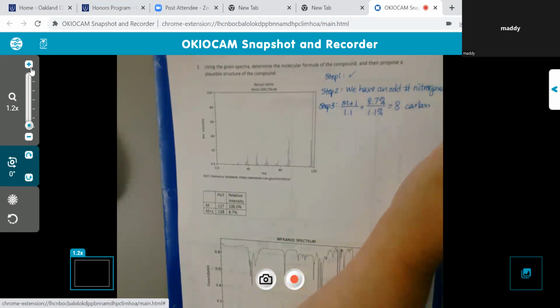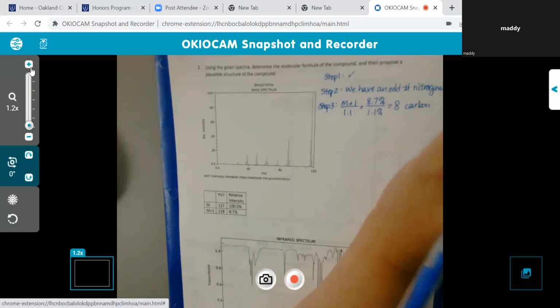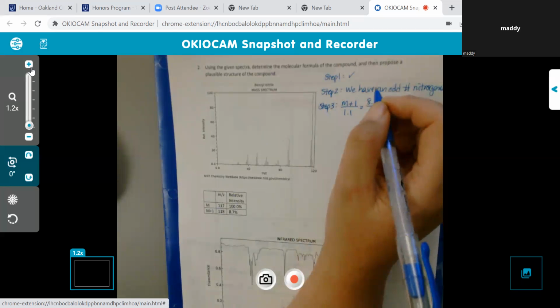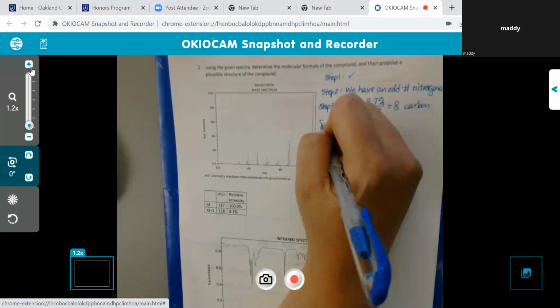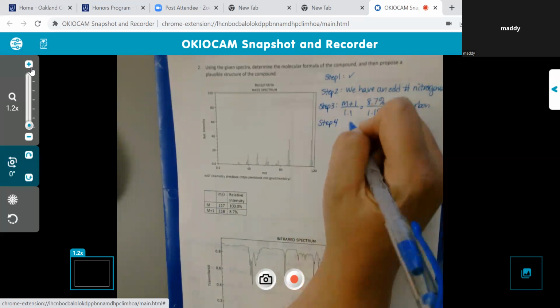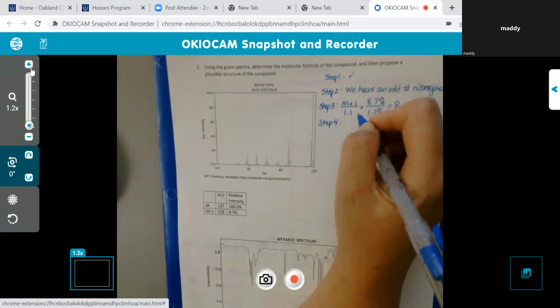Yes. Do you notice that they're to the left? So they're fragments. The biggest peak is the furthest to the right. Yep. Good question. So in step 4, we look at the M+2 peak to see if there's evidence of bromine, chlorine, or sulfur. We don't even see an M+2 peak. So we don't have them.